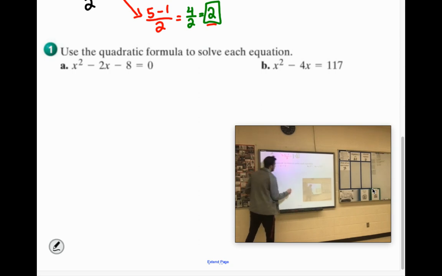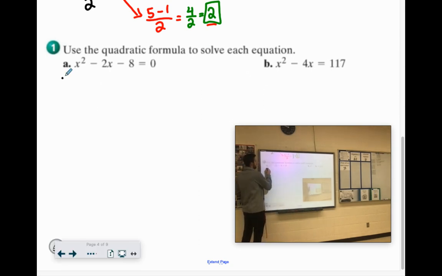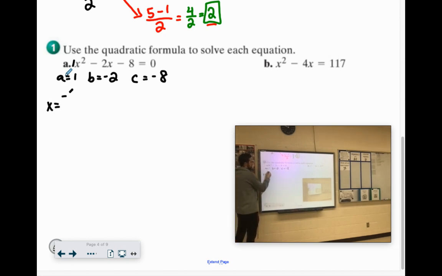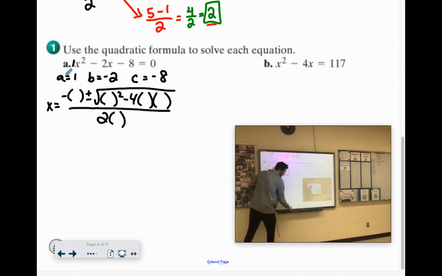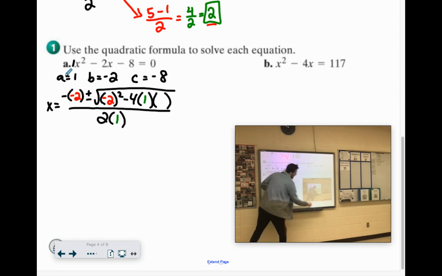So we'll say a is 1, because there's a 1x squared. b is -2, and then c is -8. So we're going to put this into the quadratic formula. We're just filling in blanks right now. The first two blanks are both b, which is -2. And it's 4ac, so a is 1, and the a goes in the denominator as well. And c is -8.